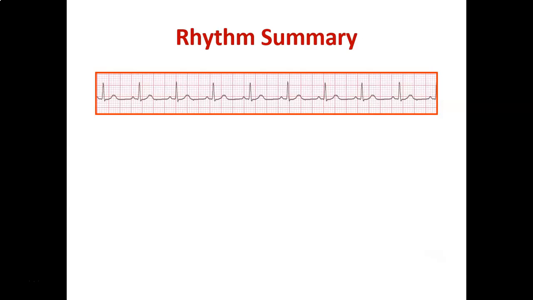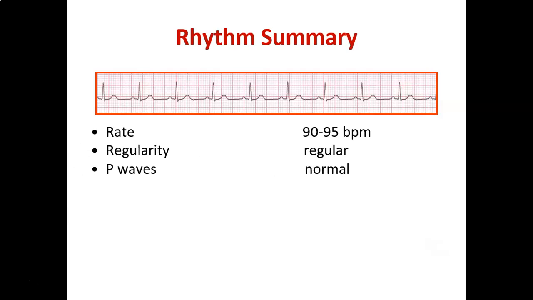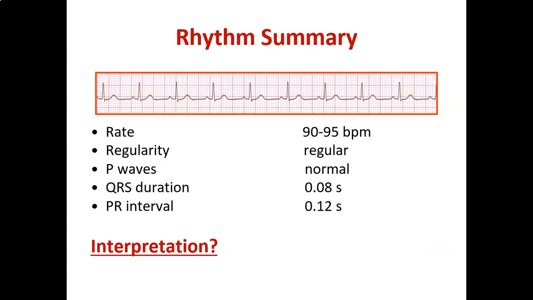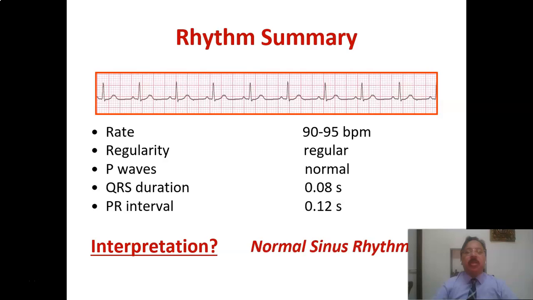So in summary, if you want to interpret the rhythm strips, you have to go through these 5 steps. The rate is 90 to 95 beats per minute, and it's a regular rhythm. There are normal P waves, and each P wave has its own QRS complex. QRS duration is 0.08, narrow, and PR interval is 0.12 seconds, which is normal. So my interpretation is this is normal sinus rhythm.